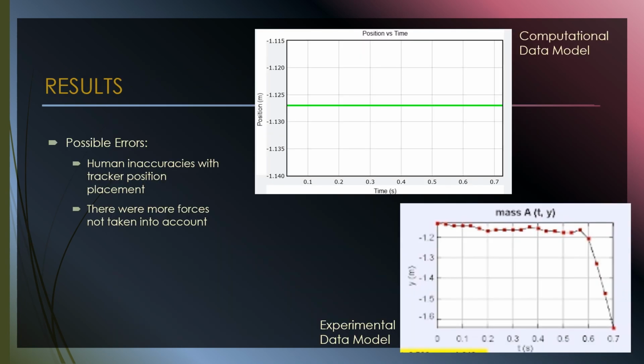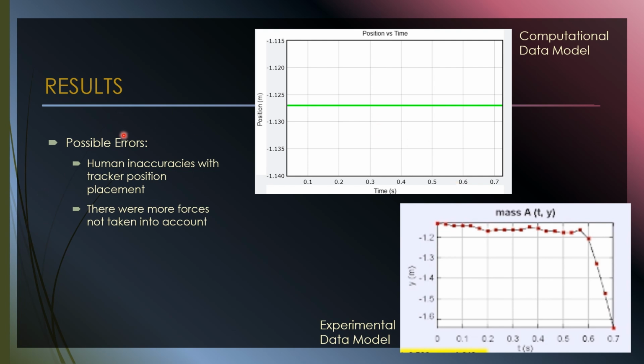Now our results. For our experimental data model, it is pretty much a consistent height all the way until the end when it drops off, and that is just the whole thing itself falling. It eventually catches up to itself and falls, which is to be expected, but this part right here is practically a straight line, as can be expected. The computational data model gave us a straight line because it is all computational and there were no external effects that we could have simulated.